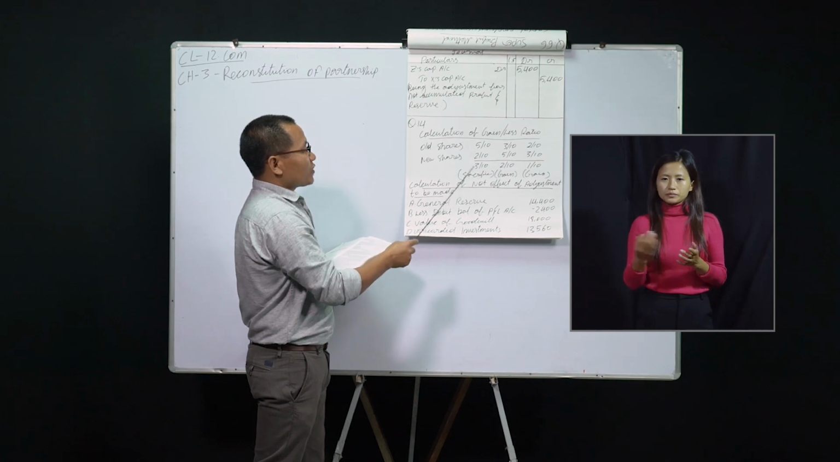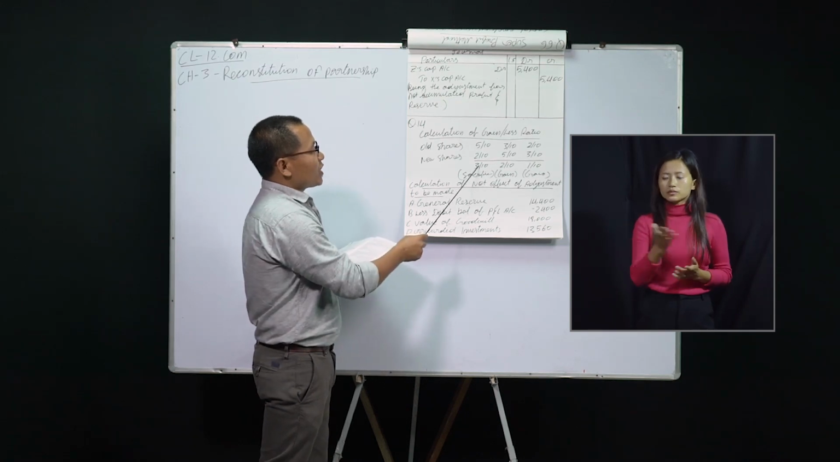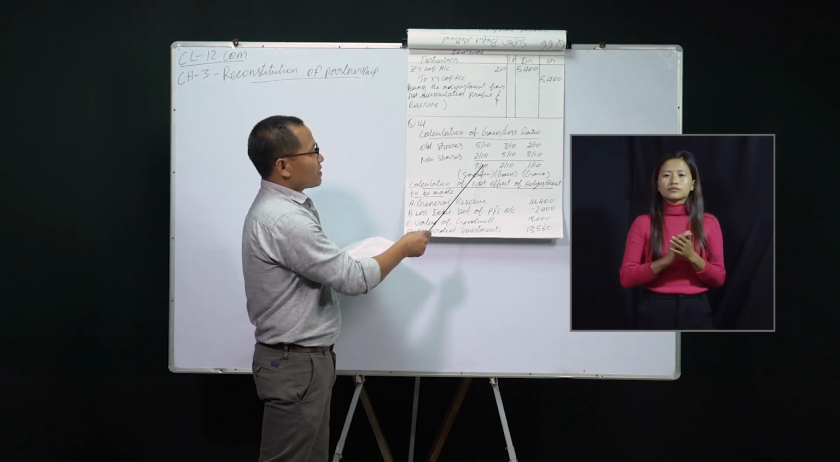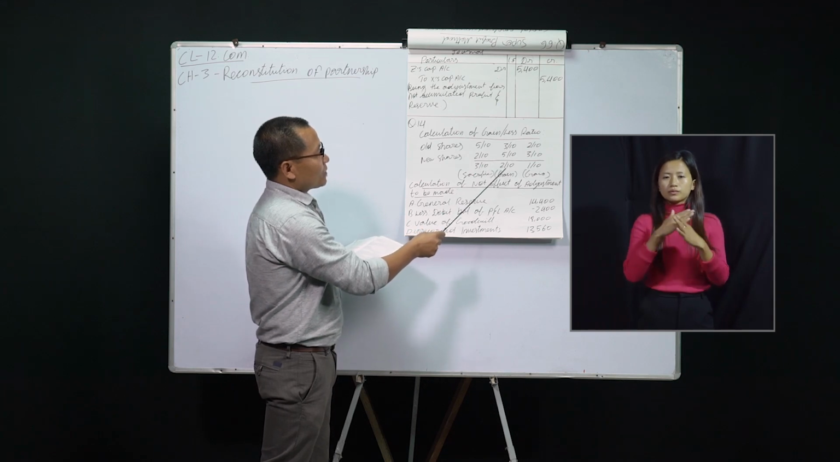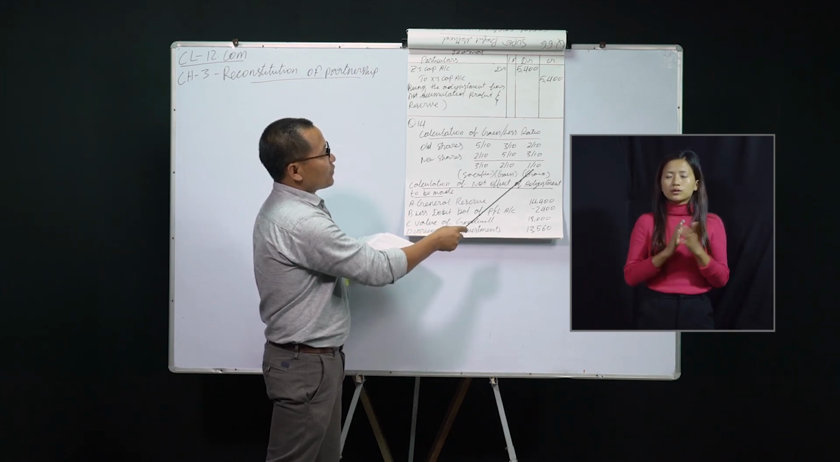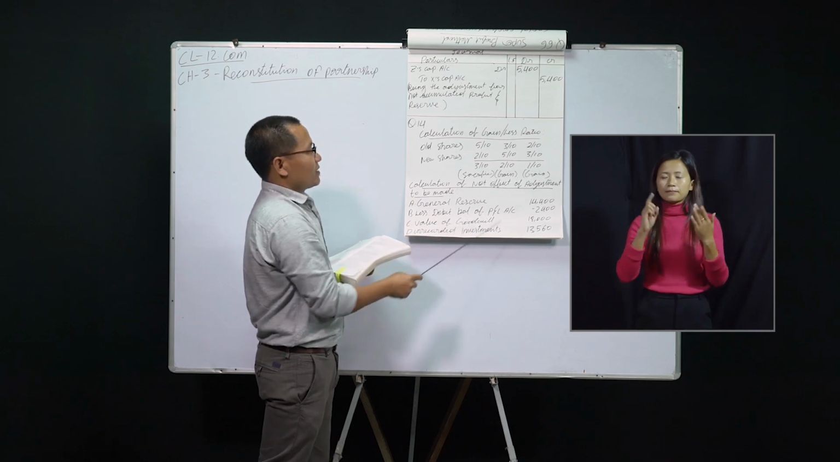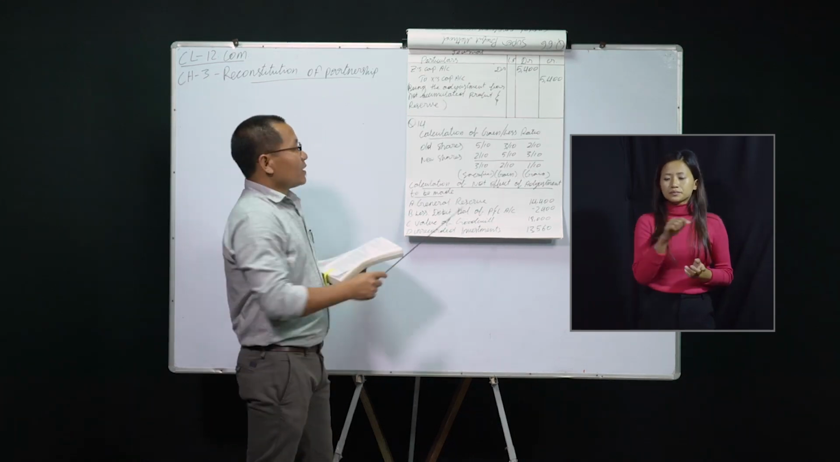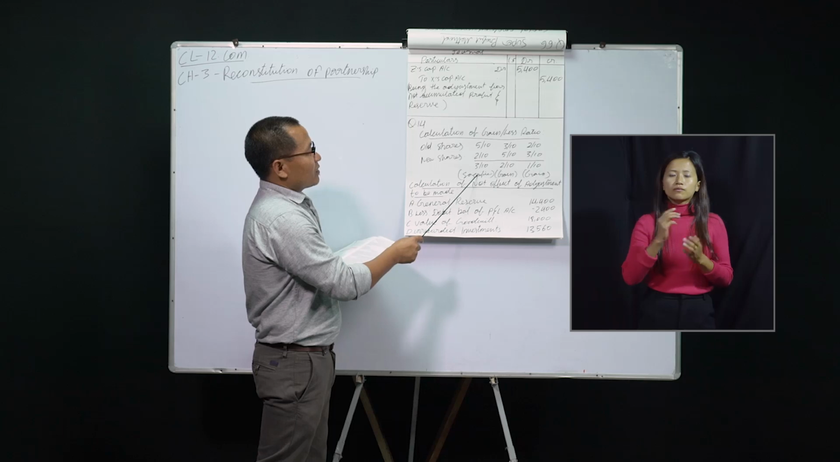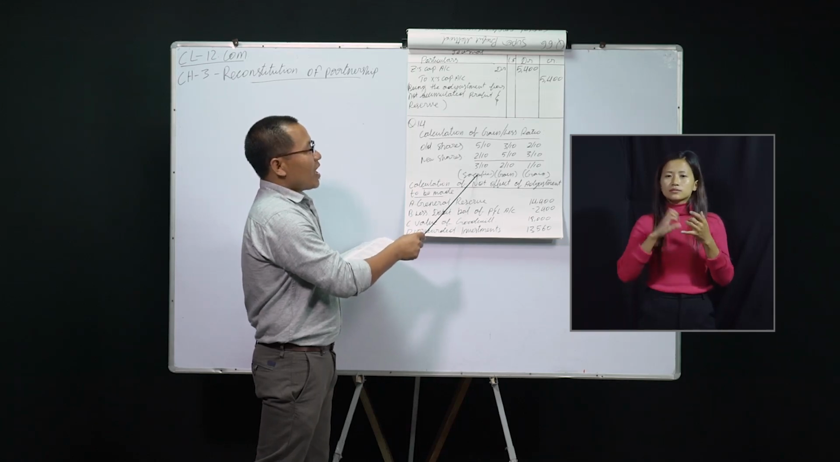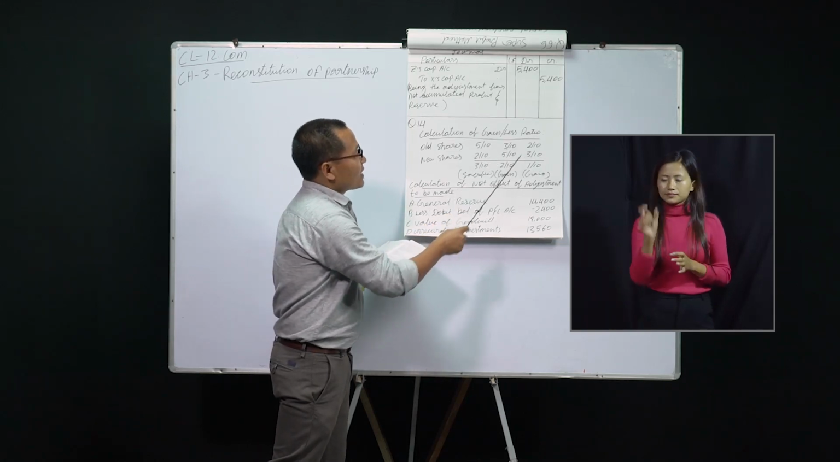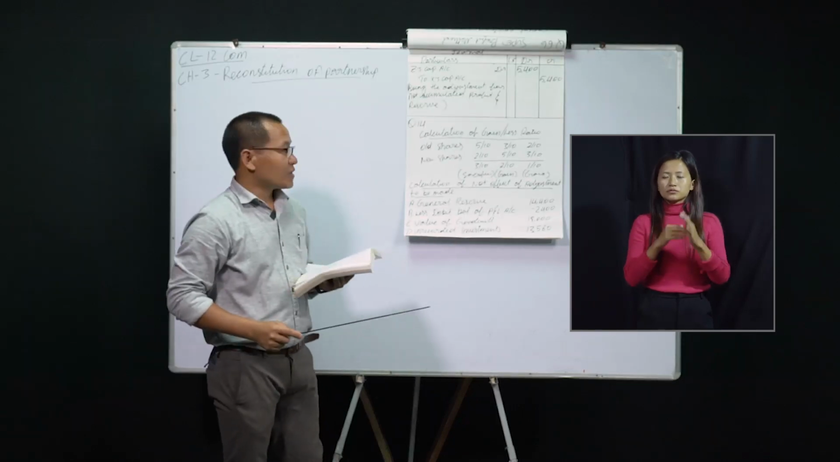So when you look at the difference, there is 3 by 10 for X, then 2 by 10 for Y and 1 by 10 for Z. Which means X is a sacrificing partner, and Y and Z are gaining partners.